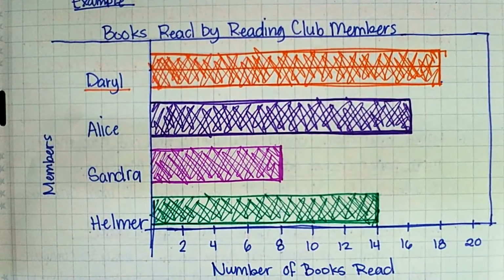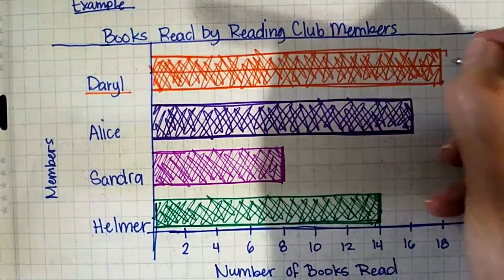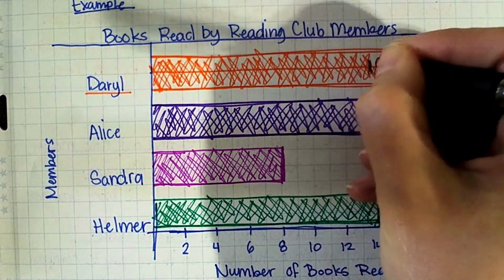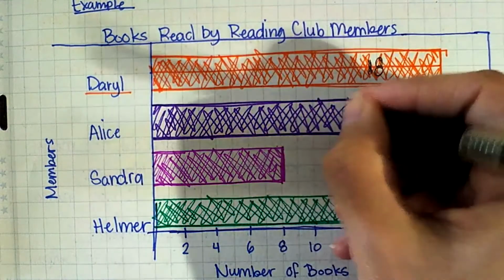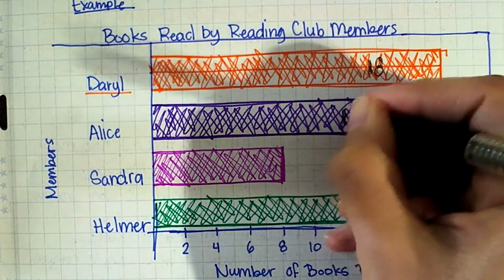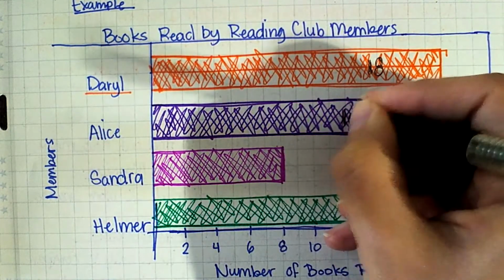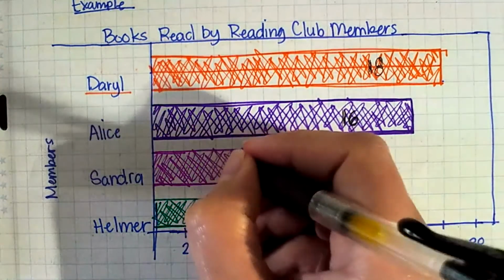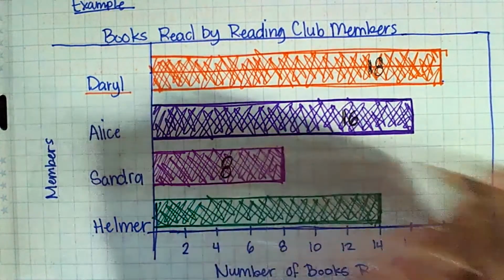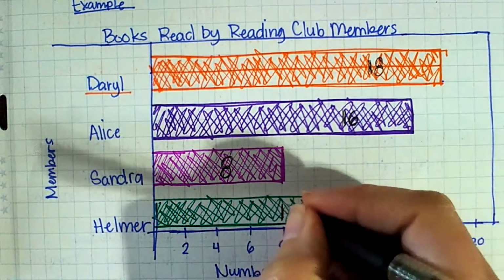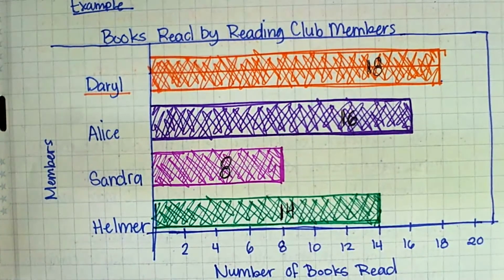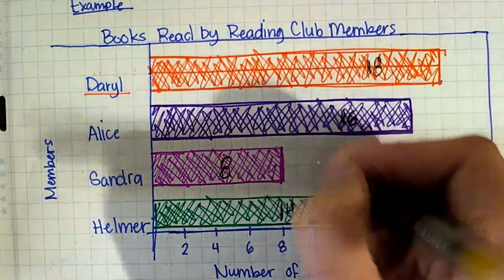Now, like I told you guys before, you can write the numbers if it makes it easier for you to remember. You can write them in the bar: 18, 16, 8, and 14. So it's not super visible. You can write them on the outside if you want, right outside the bars. That works as well.